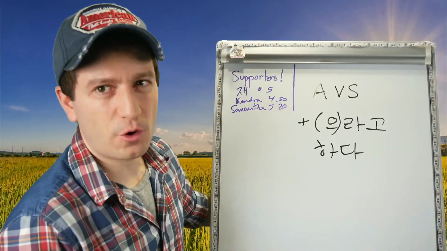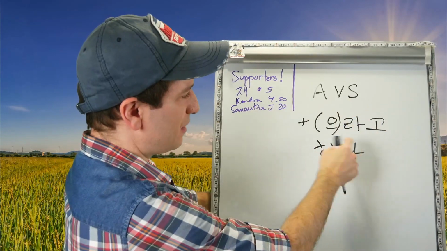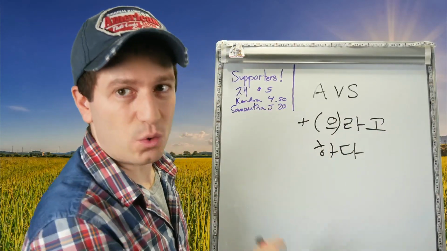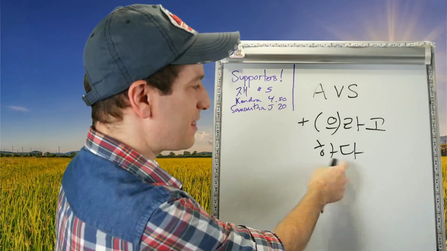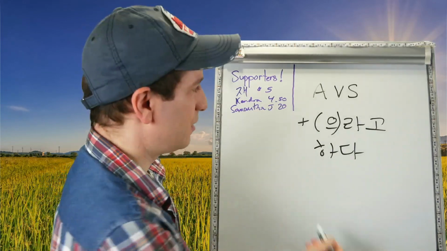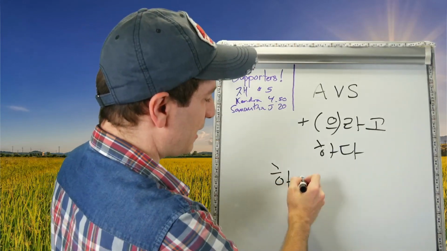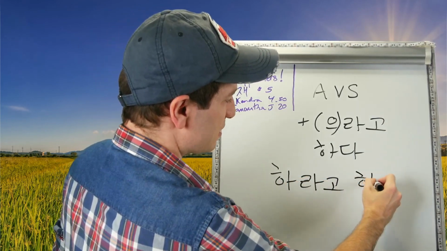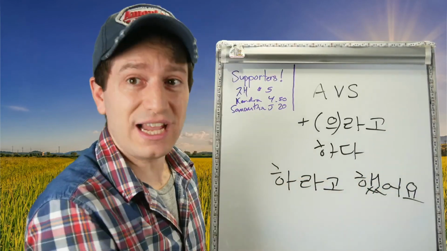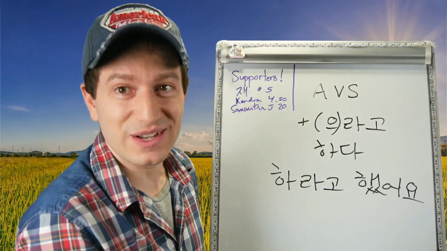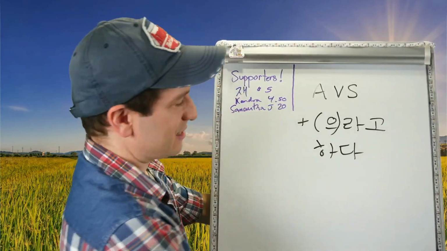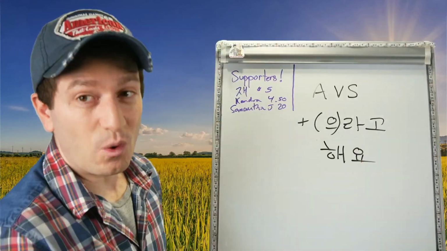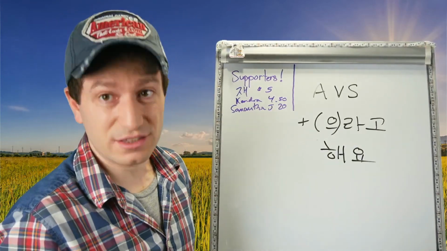Normally, you would have a form like this. Action verb stem, 으라고 after a consonant or 라고 after a vowel, and then 하다. So you would get 해요. So if you had the verb 하다, you would get 하라고 했어요, for example. I said do it. 빨리 하라고요. I said hurry up and do it. There's also a shortened version of this. Can you guess what it might be?